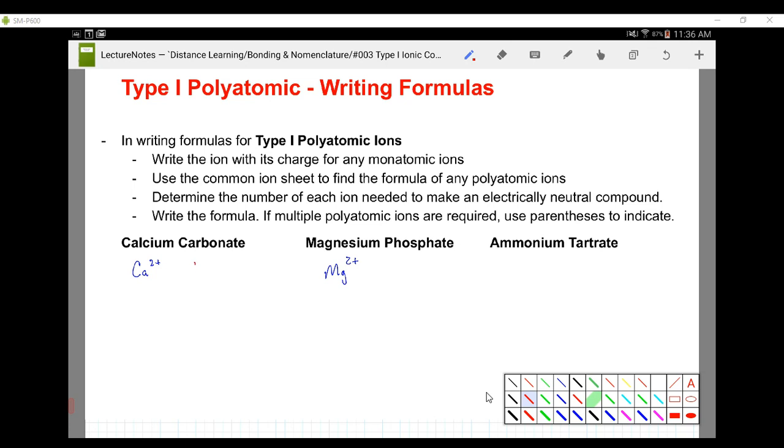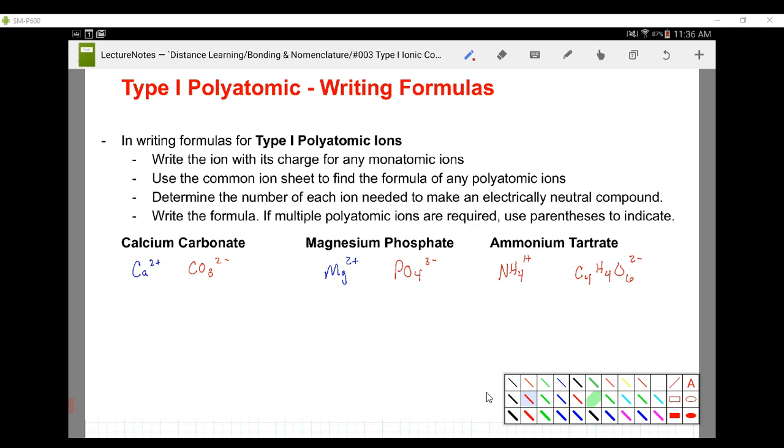Carbonate, we look up as CO3 with a 2 minus charge. Phosphate is PO4 with a 3 minus charge. And tartrate is C4H4O6 with a 2 minus charge. Ammonium was the example we used earlier. That is NH4 with a positive 1 charge.